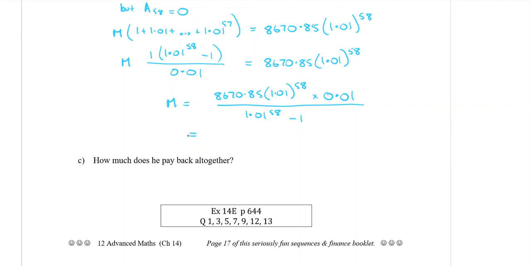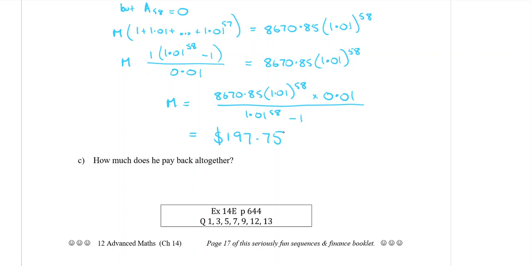And what do we get? Should get 197.75 as your monthly repayment. It's good to make sure you look at your question and go, is that realistic? Like if you're getting a massive number at the end that's like nearly as much as your loan, it's probably not realistic. Okay.